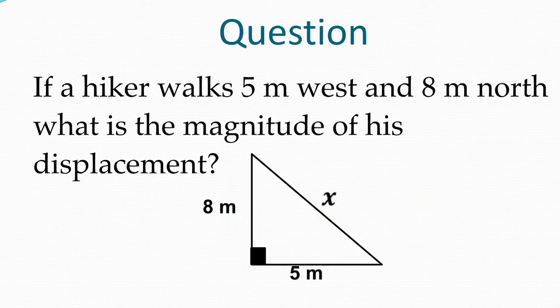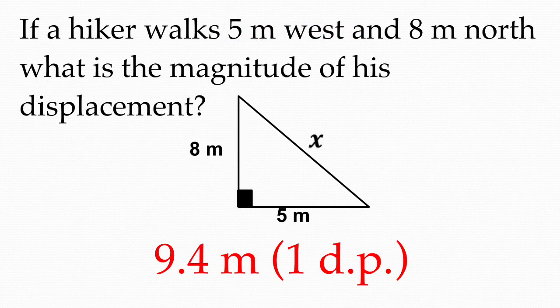In this question we have a hiker who walks 5 metres to the west and then 8 metres north. What's the magnitude of his displacement, the size of x? Pause the video now and try and work it out. The displacement should be 9.1 metres to 1 decimal place.